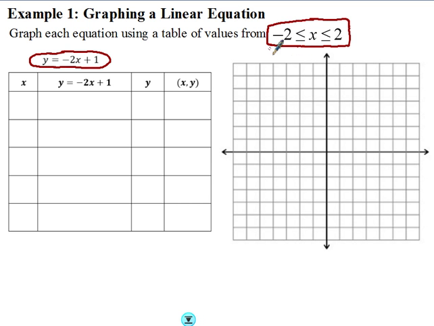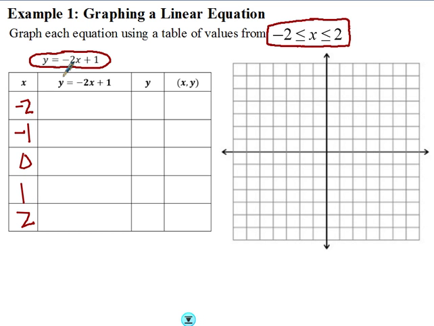And this is telling us that they want us to start at negative 2 and include all the x values that go through from negative 2 all the way up to 2. So we're going to start the table, and I'm going to fill in negative 2, negative 1, 0, 1, 2, because that's what it's telling us to do. They want us to plot from negative 2 to positive 2, and that's what it means.